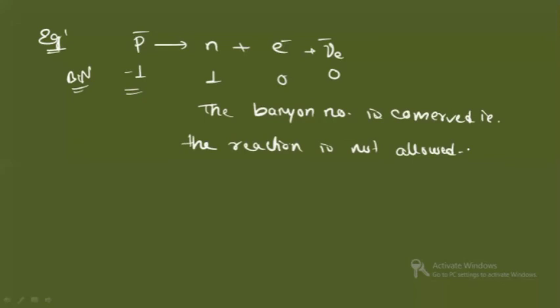Next we will see the conservation of linear momentum. The linear momentum also must be conserved in all the interactions. To understand this, we will consider an example. This is electron, this is positron. Electron and positron are annihilating and we are getting a gamma.